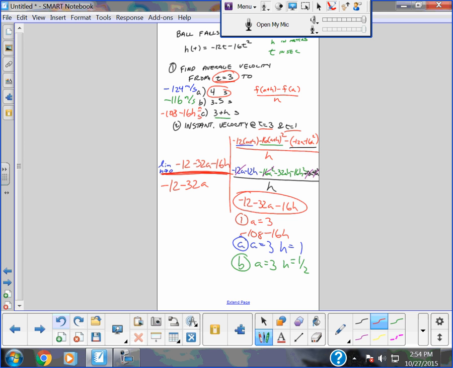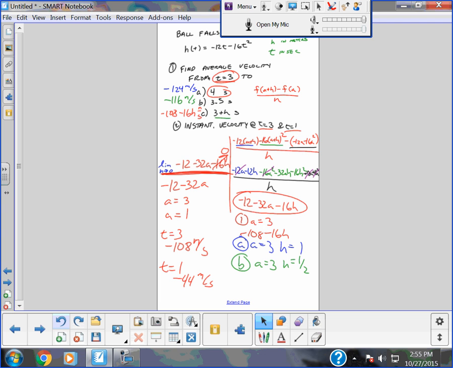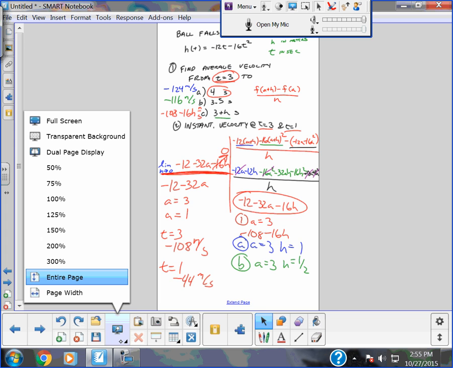And then I plug in H goes to 0 because I can just put it in because I got rid of H in the denominator. This just goes away. So then I just got to fill in A. A is 3 and A is 1. For time equals 3, I get negative 108 meters per second. For time equals 1, I get negative 44 meters per second. And that is the speed now. Boom. Instantaneous.